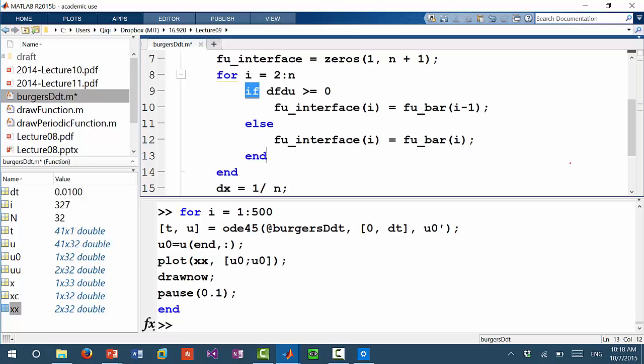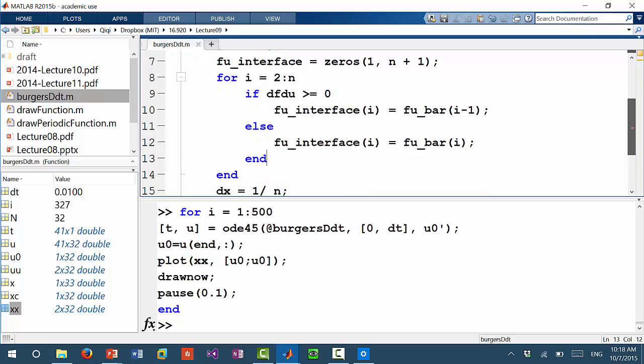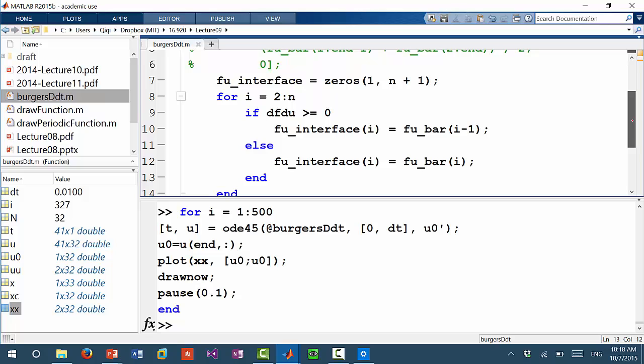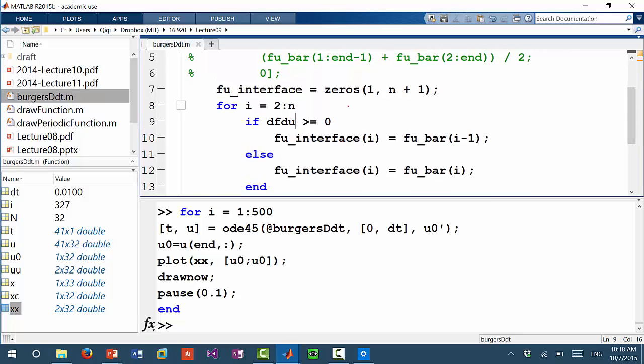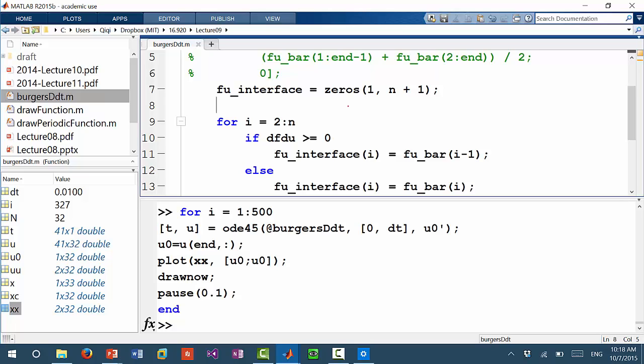And so here now I populated fu interface in the middle by looking at dfdu. And what is dfdu? Remember, dfdu is u, but we are looking at the dfdu at the interface, right? And there are two possibilities. One is in the continuous region, we should be looking at the derivative of f with respect to u. In discontinuous region, we should be looking at the delta f over delta u.